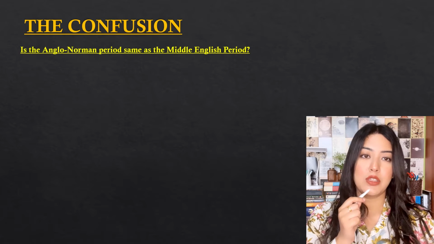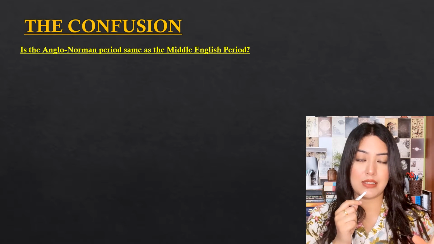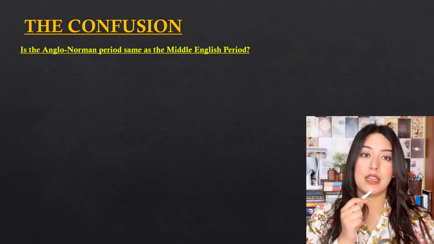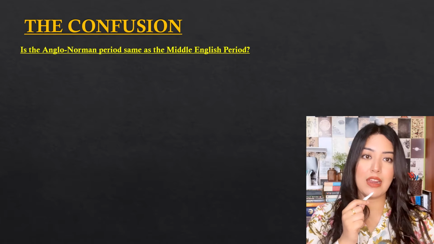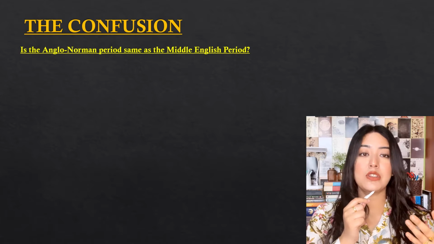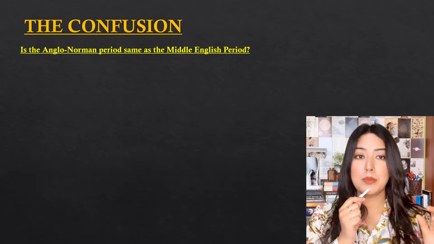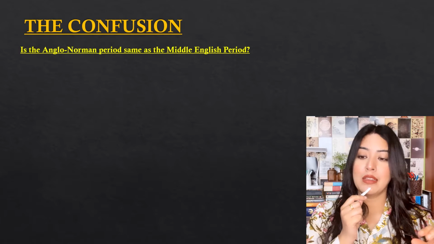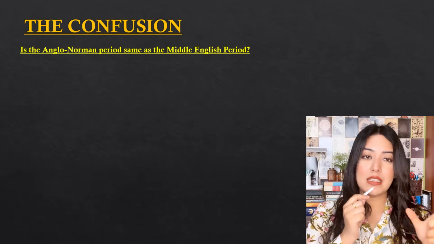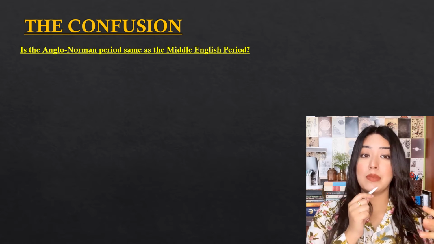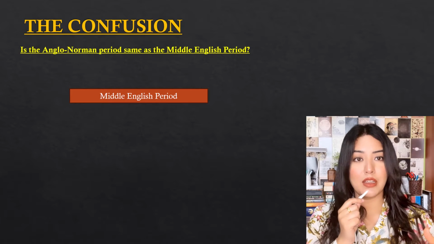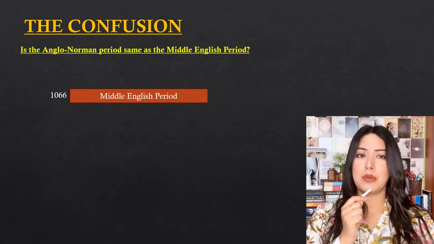Middle English period. So is this age, say from 1066 AD, when the Anglo-Normans conquered England and are now staying there, so French influence is going to find its way into the English language and the English way of life. This period from 1066 AD till 1500 is sometimes referred to as the Middle English period, and sometimes it is referred to as the Anglo-Norman period. So are these periods the same?